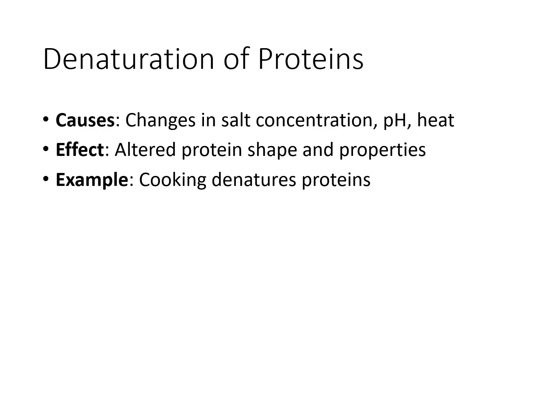Imagine taking a beautifully knit sweater and tossing it into a hot wash cycle. It shrinks, twists, and loses both its shape and function. Proteins can go through something very similar in a process called denaturation. This occurs when factors like heat, changes in pH, or shifts in salt concentration disrupt the delicate bonds that maintain the protein's structure. And just like a misshapen sweater can't keep you warm, a denatured protein can no longer perform its role in the cell.